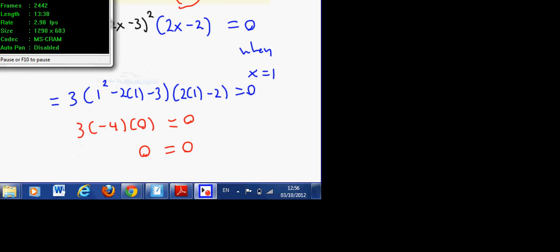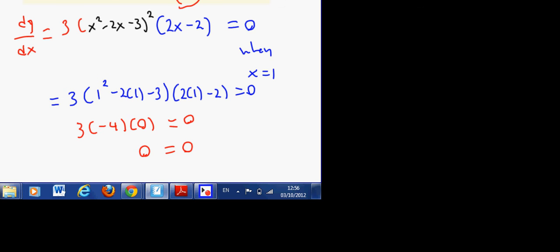Okay. And the squared is still here, which means that it was actually minus 4 squared. However, 3 multiplied by minus 4 squared multiplied by 0 is still 0. But that's a good spot. Do make sure that you do not leave out your power, because it could come in very useful.